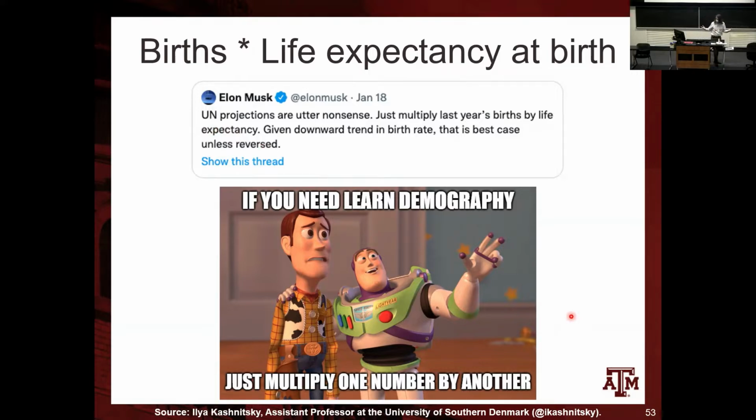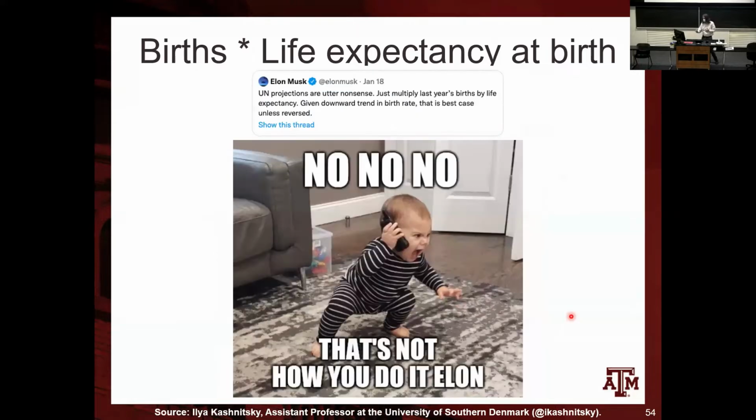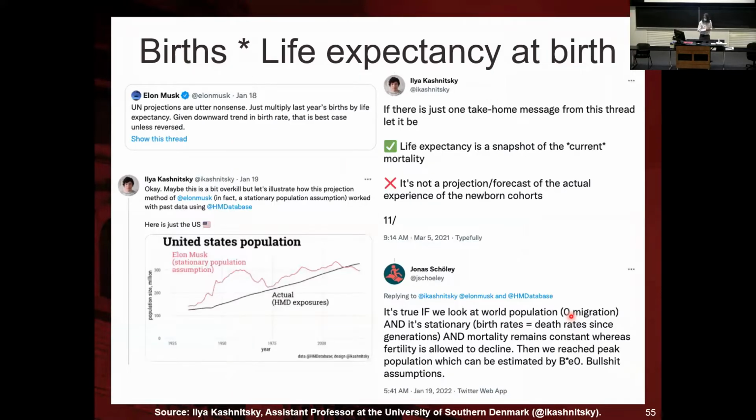And demography is not just multiplying one number by the other. To do projections of the population, to know how the size and the distribution of the population is going to be in the future, we need a much more detailed analysis than what he suggested here. So that's not how we do population projections in demography. It's not just by multiplying the overall number of births by the life expectancy at birth. And that's exactly the discussion related to stationary population.